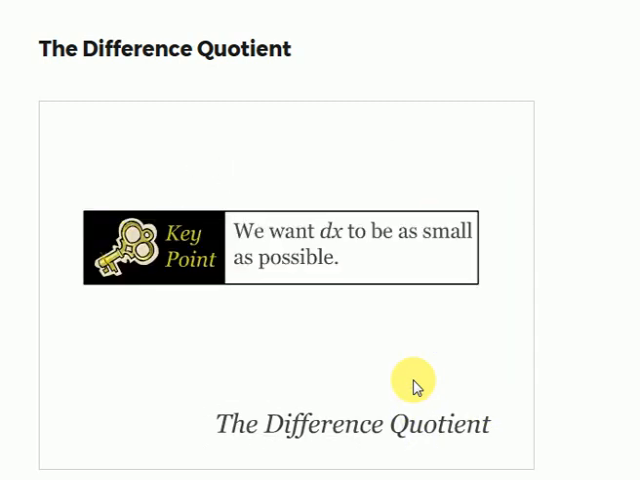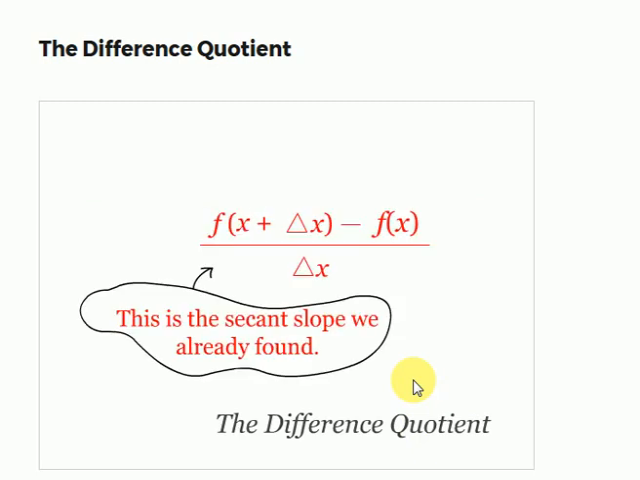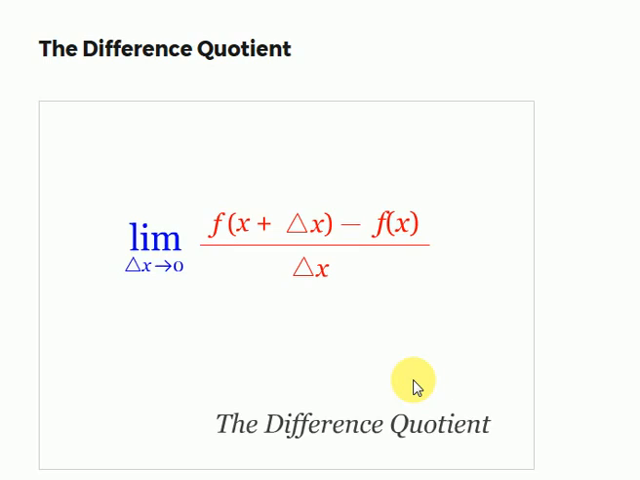So therefore I need to make a small adjustment to my secant slope. Remember, that was f of x plus delta x minus f of x all over delta x. But we want to specifically say that that delta x needs to be as small as possible so those lines basically overlap. And to do that, we'll use a limit. All we do is add in the limit as delta x goes to 0.